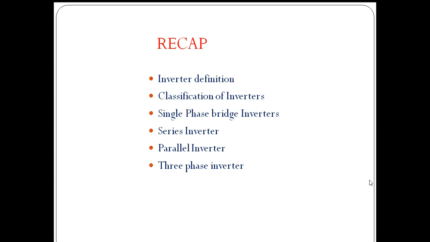They are again classified based on the nature of output voltage. They are classified as square wave, quasi square wave, and sine wave. Based on the circuit configuration, they are classified as half bridge inverter and full bridge inverter. And the last one is based on the commutation method adopted for thyristors. Accordingly, they are classified as load commutation inverters, forced commutation inverters, and self commutation inverters.